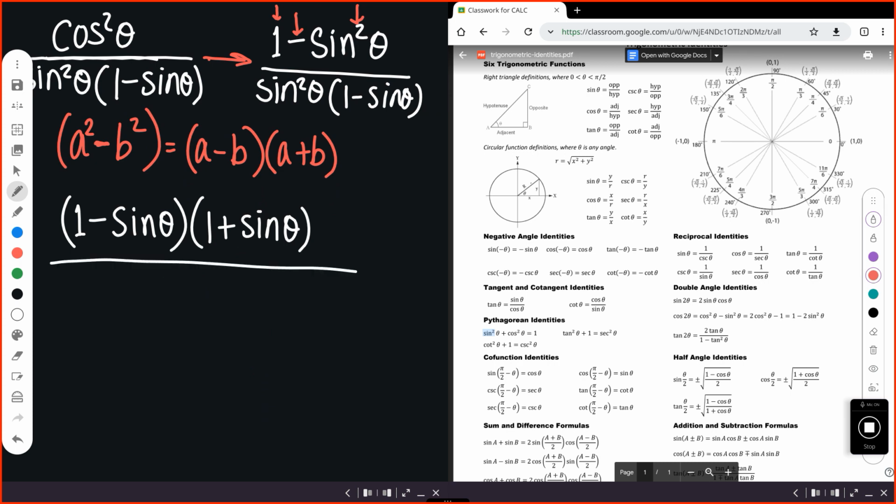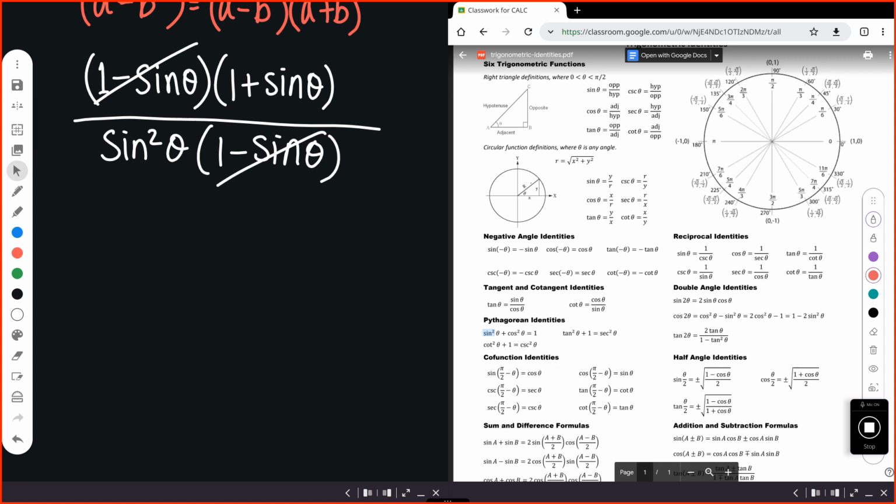Okay, and I'm going to rewrite the denominator. That looks a lot better. I can cancel these two out. It just becomes 1. And we're left with 1 plus sine theta all over sine squared theta.